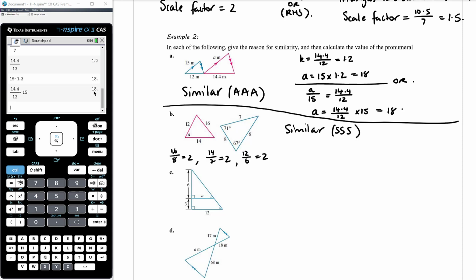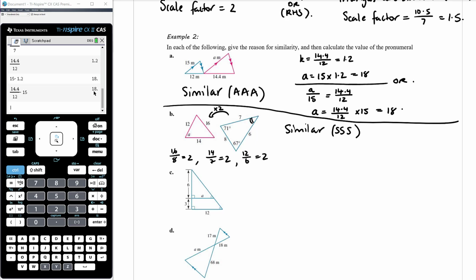And so now that they're similar, we know that all the side lengths are in the same proportion, which is a scale factor of 2, and all the angles will be equal. So we're trying to work out A, which is the only pronumeral here. A is between the two shortest sides, 12 and 14. And so in our other triangle, we want to look between the two shortest sides. So this angle up here is actually the one that corresponds to A.